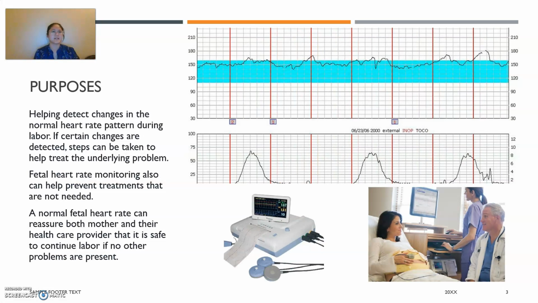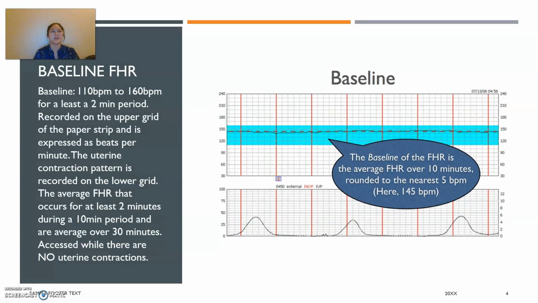So what is the purpose of fetal heart rate monitoring? That will help detect changes in the normal heart rate pattern during the labor. If certain changes are detected, steps can be taken to help treat the underlying problem. It also helps prevent treatments that are not needed. A normal fetal heart rate can reassure both mother and the healthcare provider that it is safe to continue labor if no other problems are present.